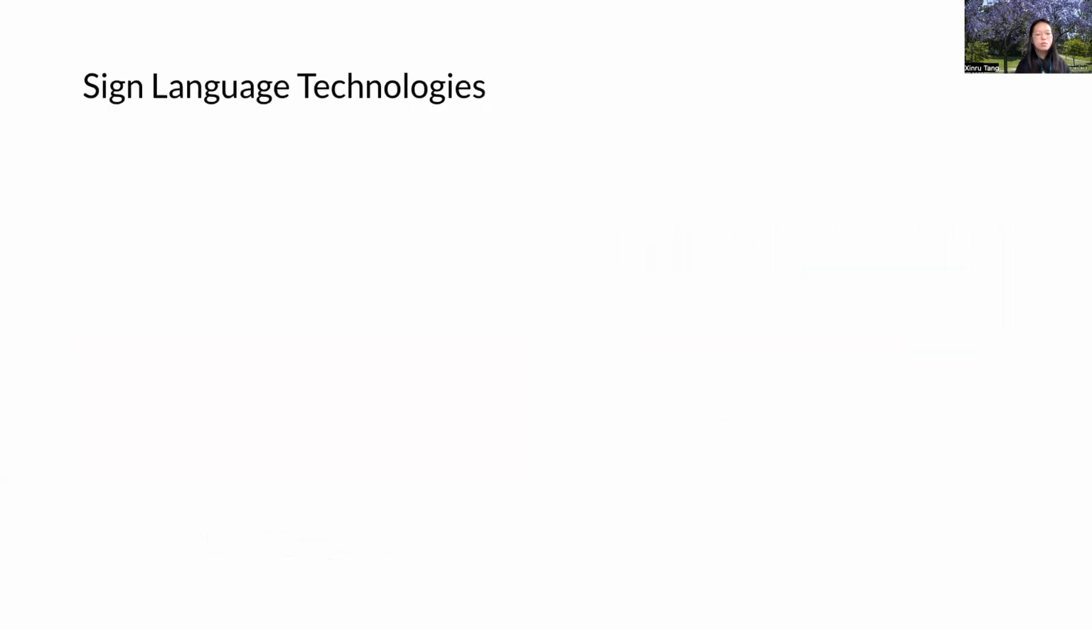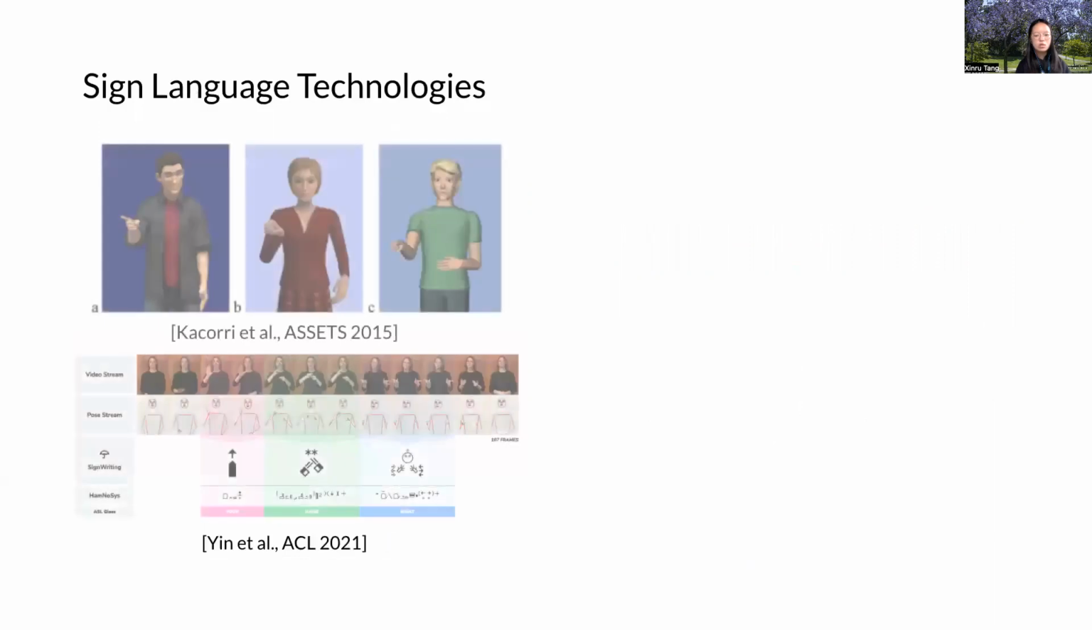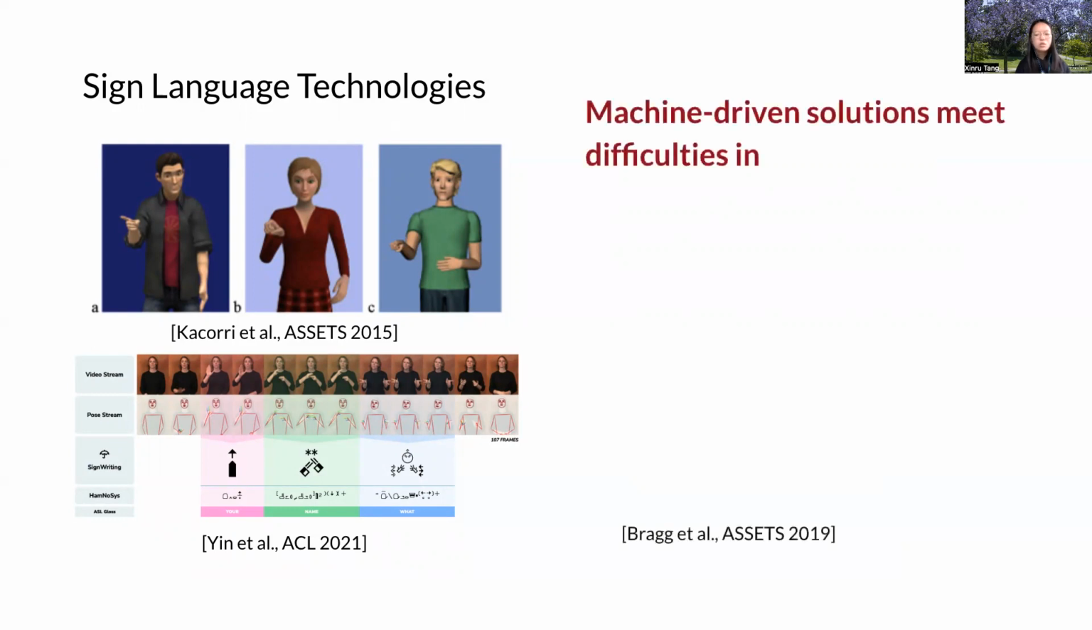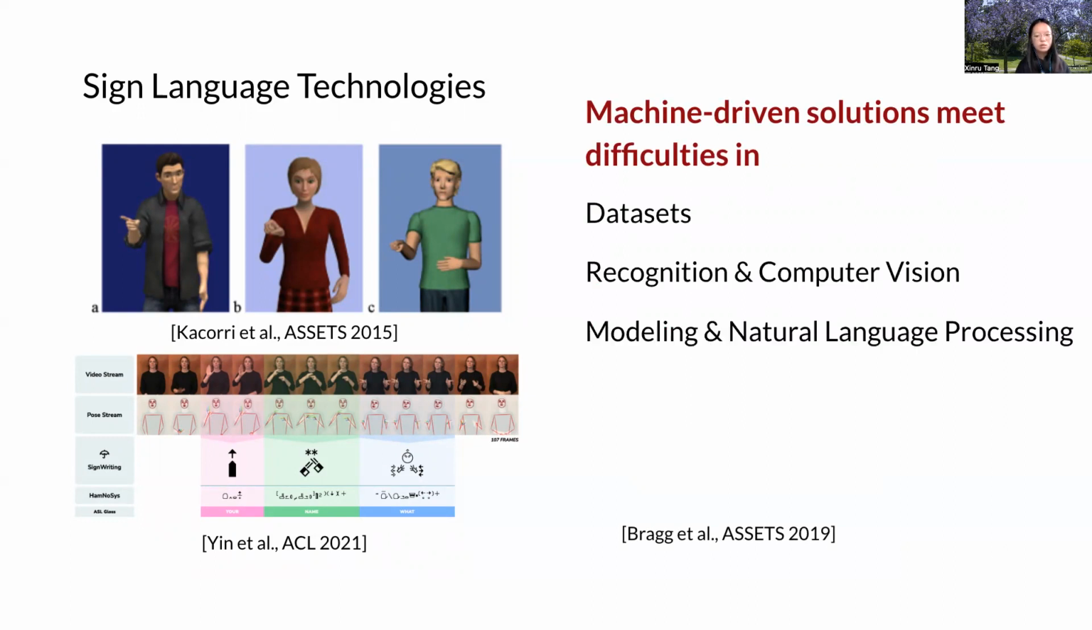In recent years, we have seen a great amount of work focusing on automatic sign language recognition, translation, and interpretation systems. And these technologies did show potential to provide deaf people with sign language information at scale. However, machine-driven solutions are still hard to achieve real-world use because of challenges in datasets, recognition, modeling, avatars, and UI/UX design.